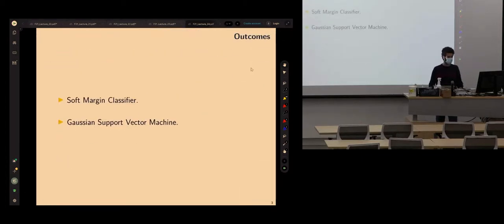So we're going to cover 2 topics: the extension of the hard margin or max margin classifier to the soft margin. First I'm going to show you an example that is not possible to solve with the hard margin. Then we're going to extend it to the soft margin. Then I'm going to show you an example that you can't even solve with soft margin. Then we do another trick to extend it to support vector machine, the Gaussian support vector machine. This particular soft margin, you can also call linear support vector machine.